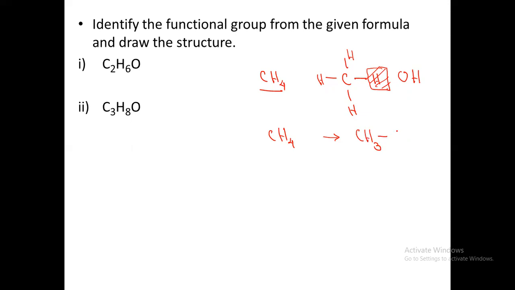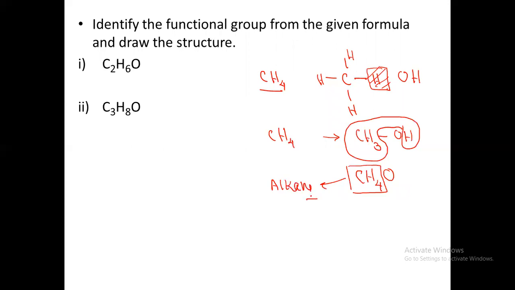Now it's CH3OH. But the OH functional group itself has 1 hydrogen, right? So if you count that hydrogen along with CH3, it's back to CH4. What's extra is an O. So CH4 is the formula of the alkane, and along with that there is one oxygen. In such cases, you can say the compound is going to be an alcohol.